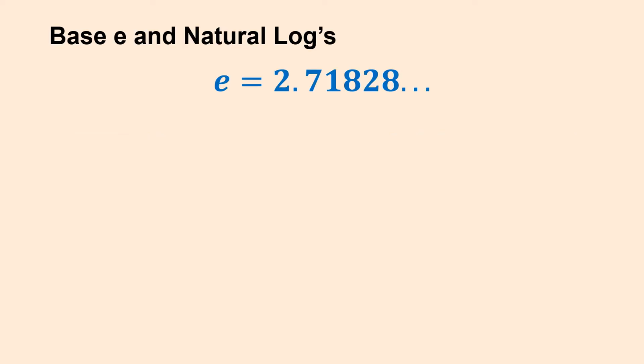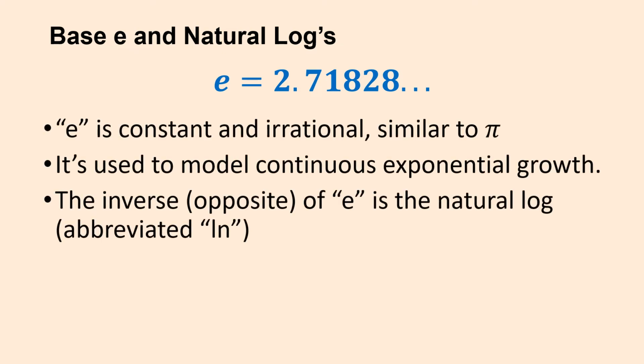To start, when you see the letter e, it's not a variable. It's actually a constant in the same way that pi is a constant. e equals 2.71828 dot dot dot. It goes on forever with no pattern, no repeating numbers, just like pi does. e is a constant. It's irrational. It's used to model exponential growth. And the inverse or opposite of e is the natural log, which we abbreviate ln.